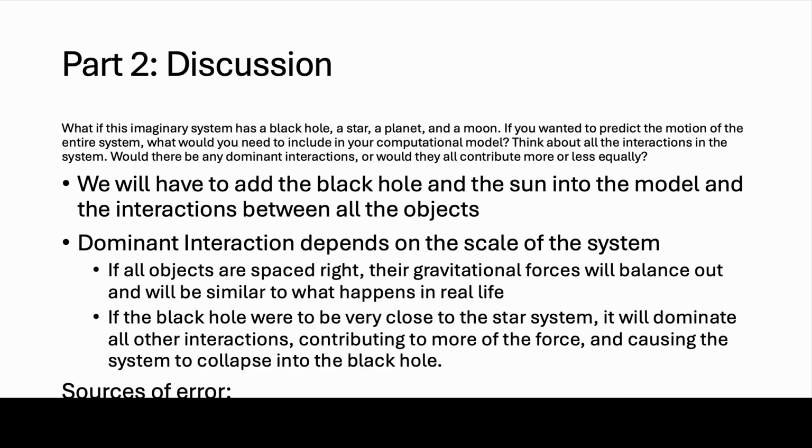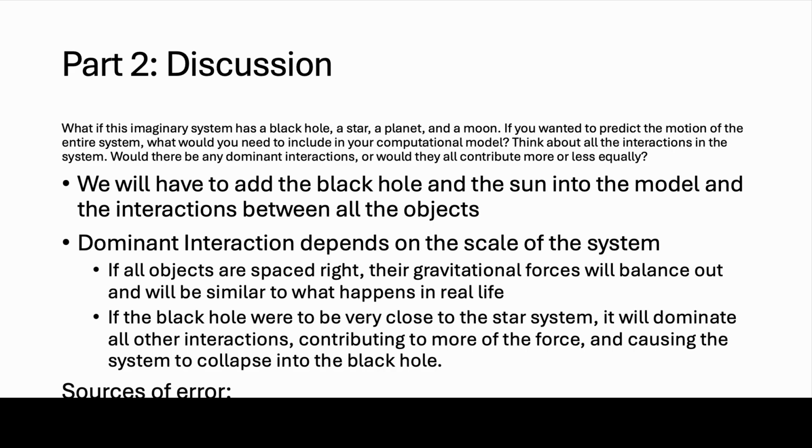So, what if this imaginary system has a black hole, a star, a planet, and a moon? If you wanted to predict the motion of the entire system, what would we need to include in our computational model? Well, we'll have to add the black hole and the sun into the model and the interactions between all of the objects. Then, think about the interactions in a system. Would there be any dominant interactions, or would they all contribute more or less equally?